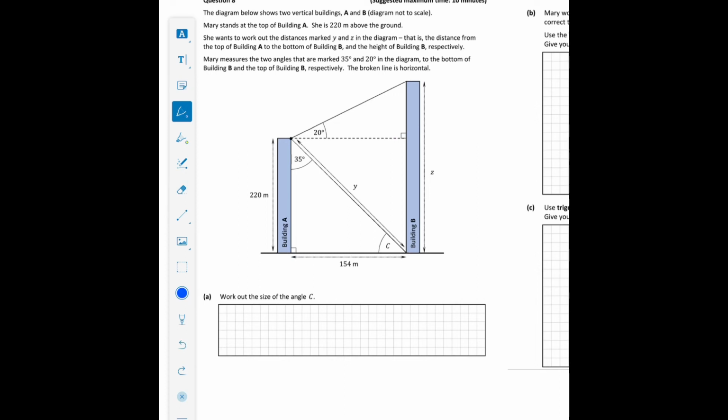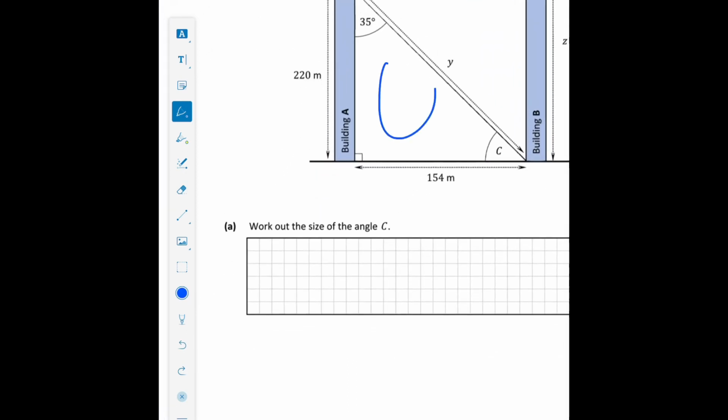First thing we need to do is work out the size of the angle C. So angle C is in this triangle here, so we're going to draw out that triangle. This is C, this is 220, this is 35. And then this is 154.